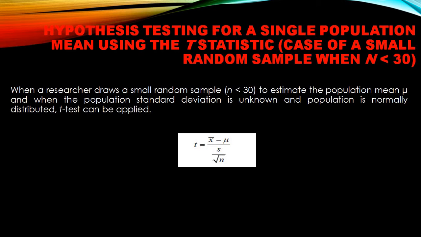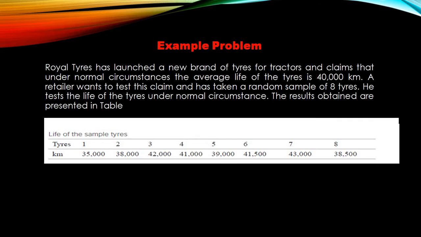And how do I calculate the T? T is represented by x bar minus mu divided by s divided by under root n. Here x bar is the sample mean, mu is the population mean, s is the standard deviation of the sample, and n stands for the sample size, which is obviously less than 30. Moving ahead, let's solve a problem.